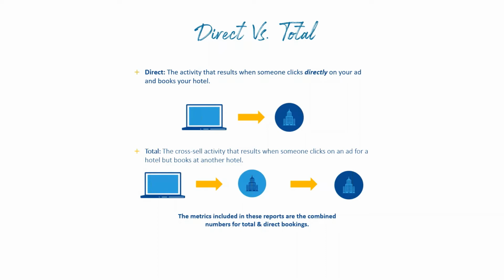If it's total, that includes the direct plus the cross-selling activity that results when someone clicks on an ad for your hotel but books at another hotel. So if there was an ad for a different hotel that someone saw and then they clicked on it, but then inevitably ended up booking your hotel, that will show up in the total number. A lot of the time it's the same and it kind of just depends on the month, but having this total number is a little bit better and gives you the full number as opposed to just showing you the direct.